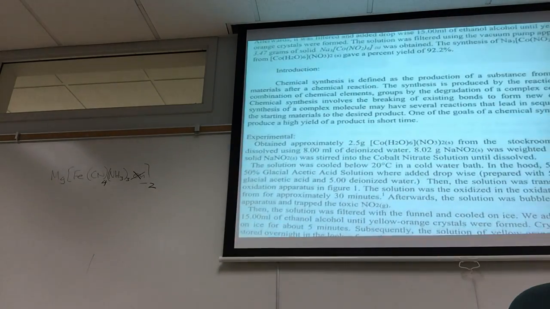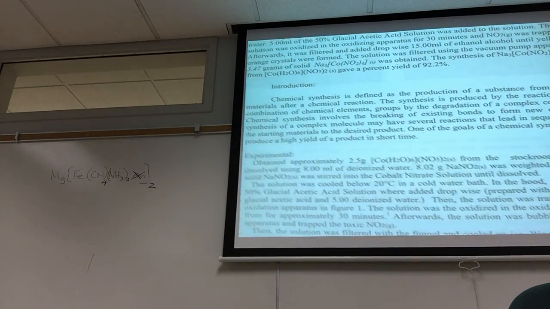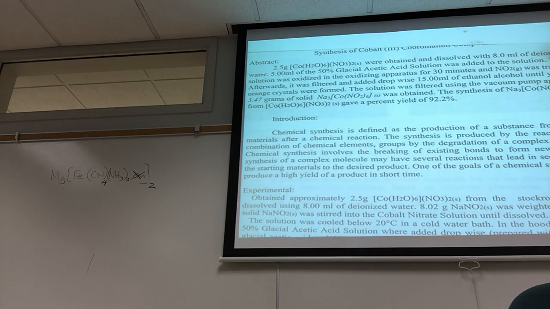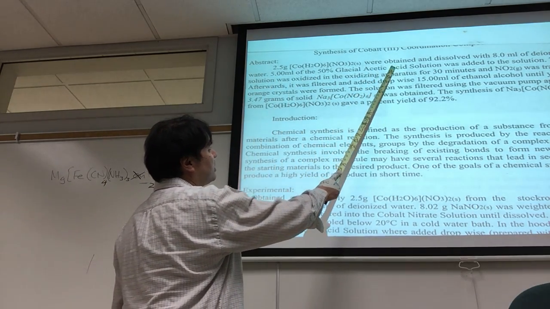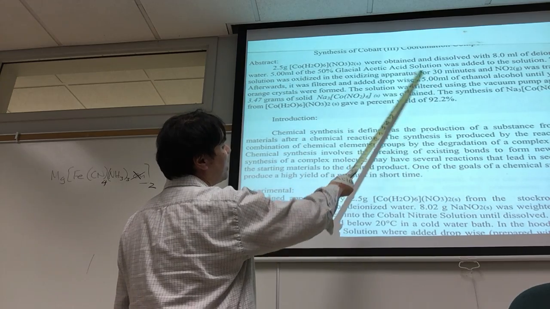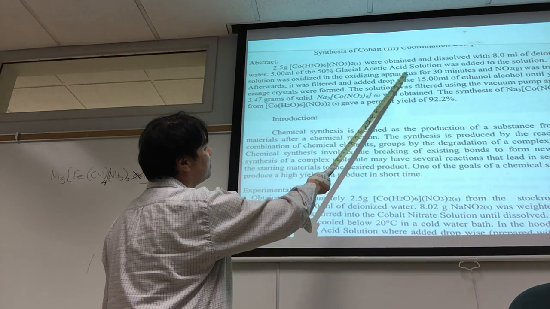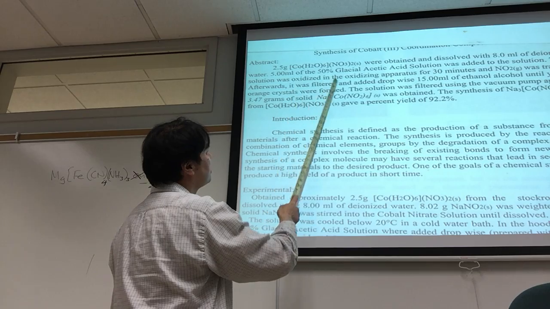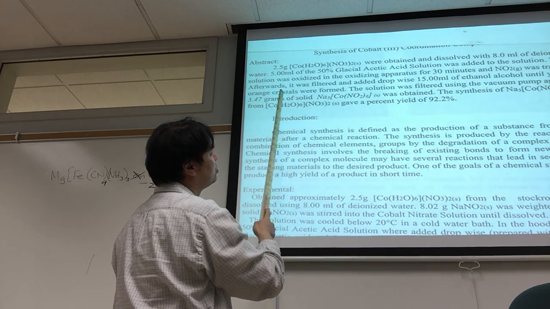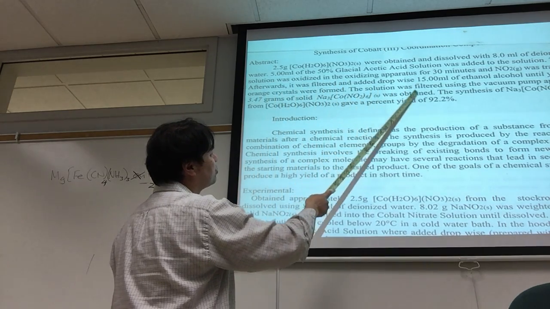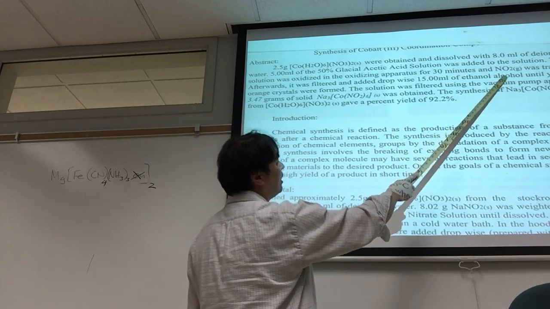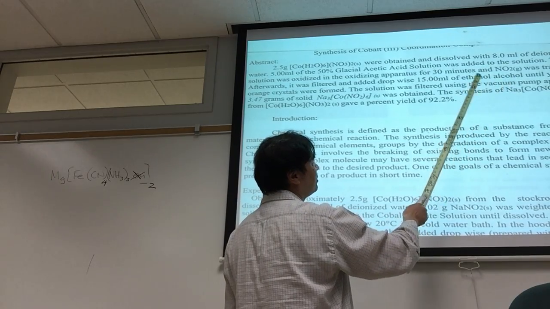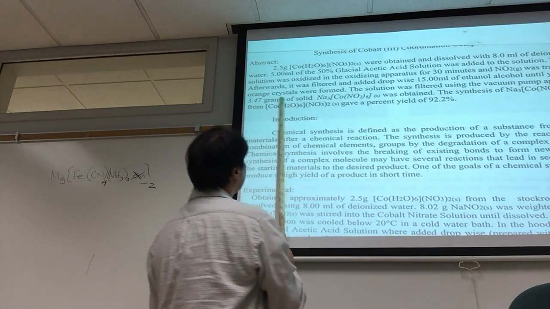Let's take a look at this abstract. Here they just say this much product was obtained and dissolved. Oh no, this much reactant, 8 milliliters, 50% glacial acetic acid was added. The solution was oxidized in the oxidizing apparatus for 30 minutes, and NO2 was trapped. Afterwards, it was filtered and 15 milliliters of ethanol was added dropwise. It should be ethanol, not ethanol alcohol. It's either ethanol or ethyl alcohol. Until yellow-orange crystals were formed.